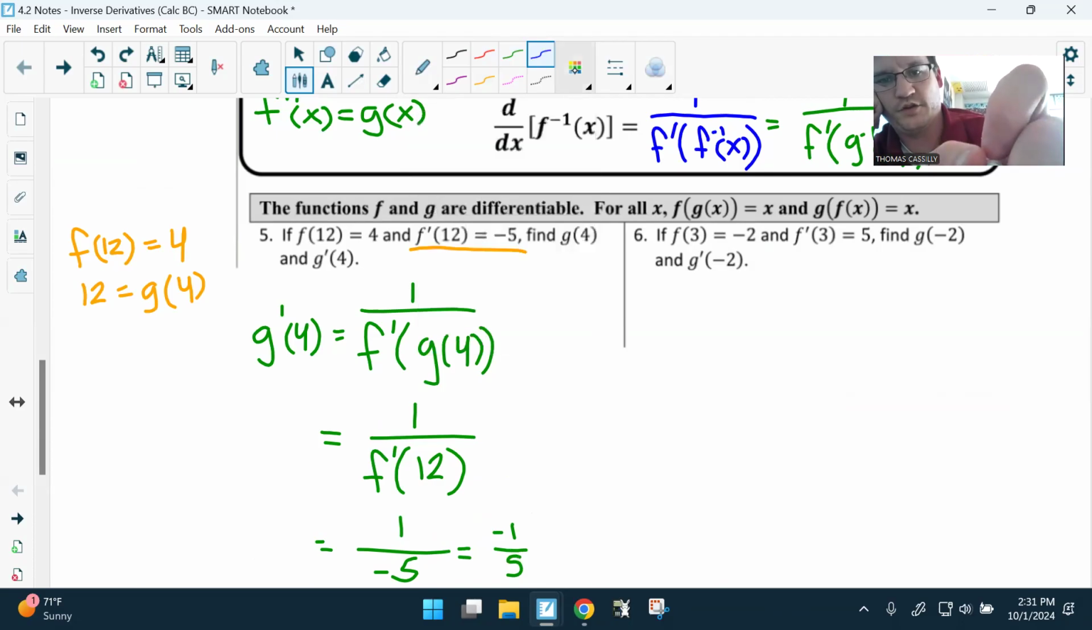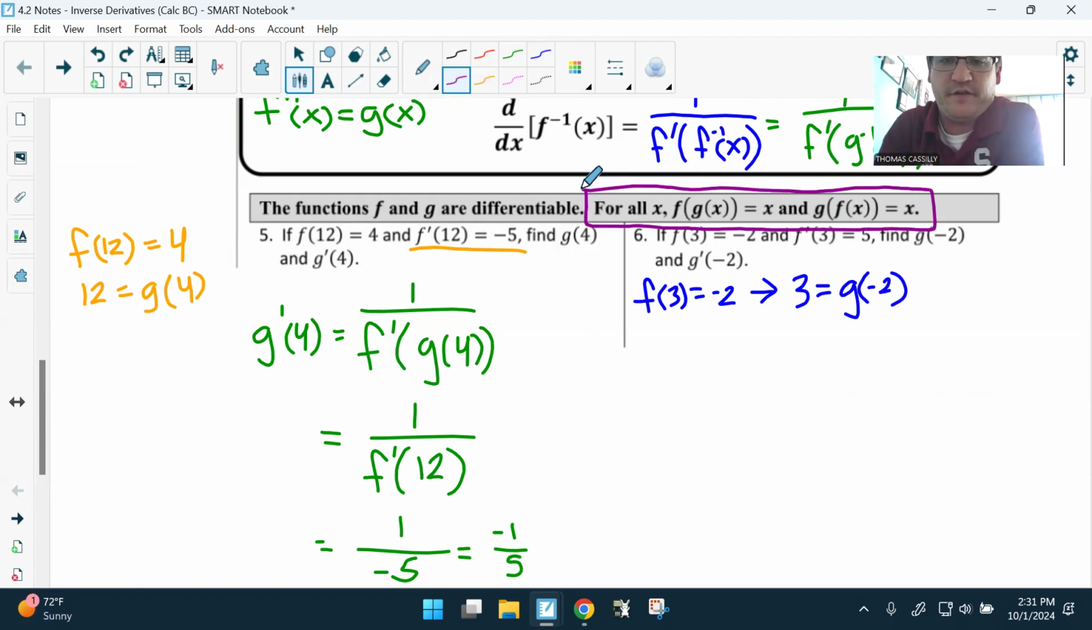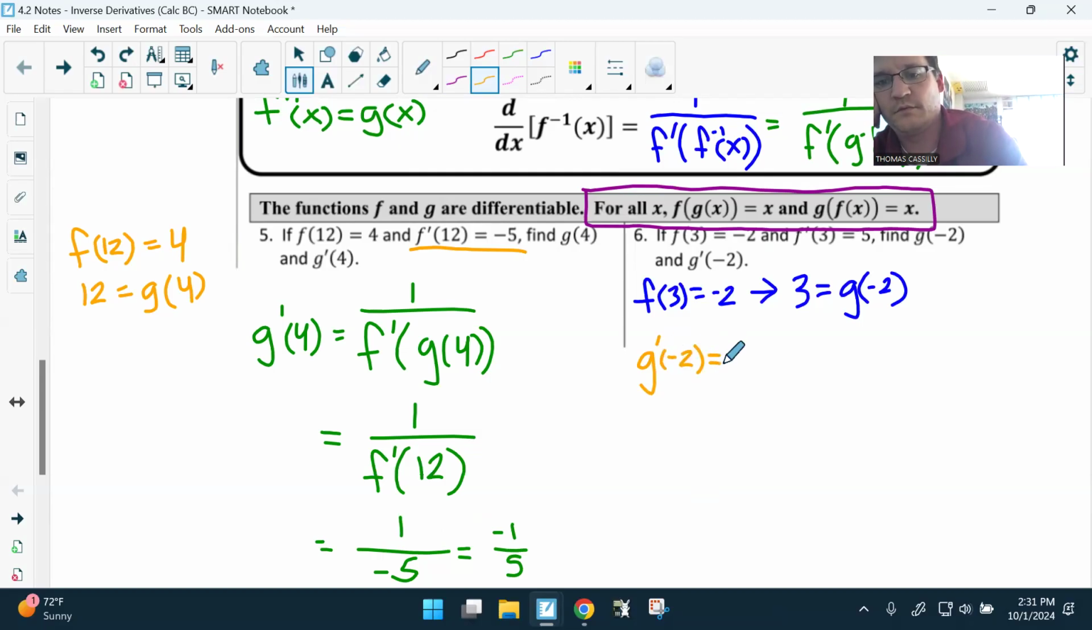So just for the sake of completion, doing the next one, f of 3 equals -2. What does that mean? Well, that means 3 equals g of -2. Because again, the whole reason we can say all of this is right here. That sentence right there tells us f and g are inverses of one another. So g of -2 is already done. So let's find g prime of -2. g prime of -2 is equal to 1 over f prime of g of -2. Let's not miss our negative sign in there.